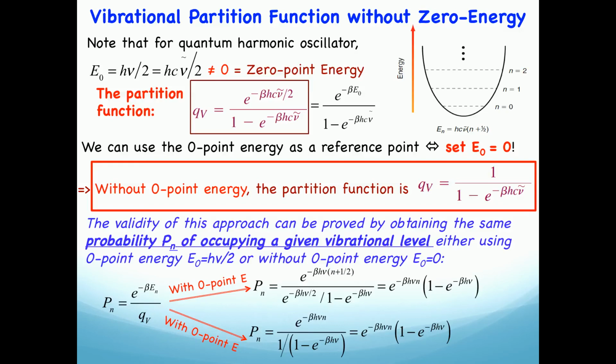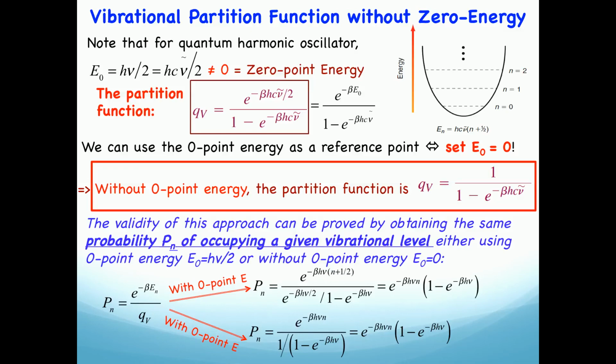So which means that whether you use this partition function with 0 energy, or this partition function with the energy h nu over 2, it doesn't affect the population. It doesn't affect the Boltzmann distribution. So it's kind of a proof that both approaches are valid, but because this is simpler, of course we use mainly for your problem solution, we use this partition function.